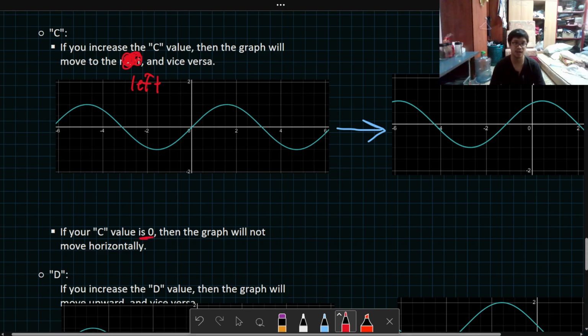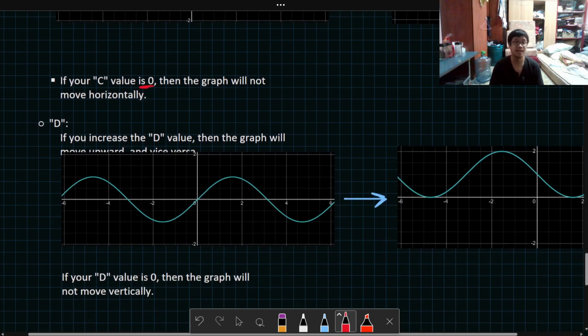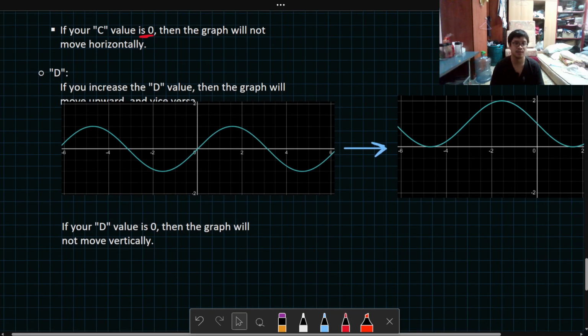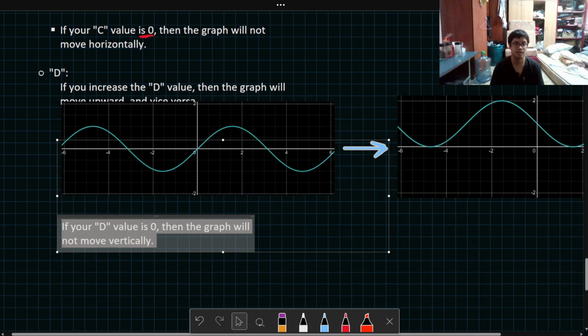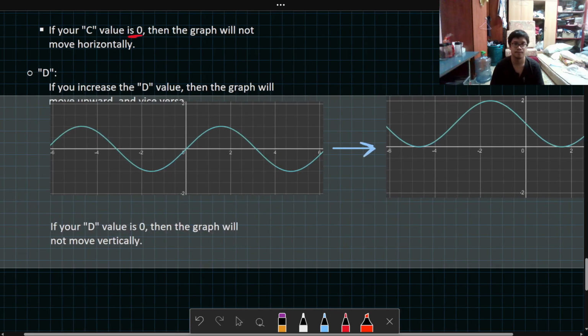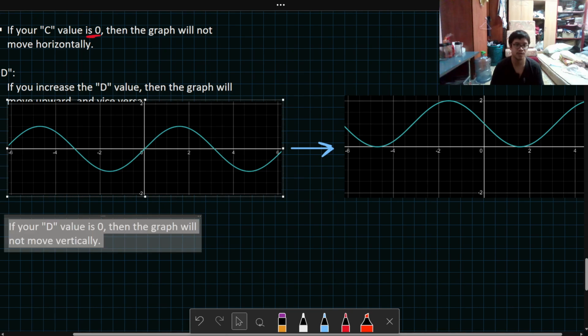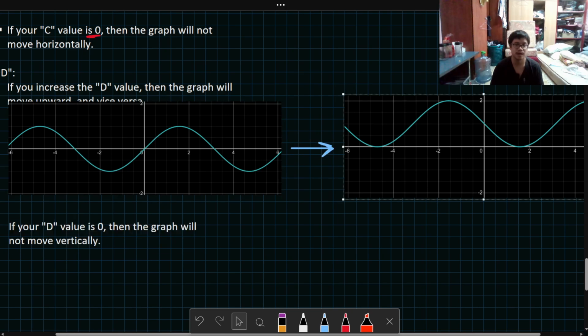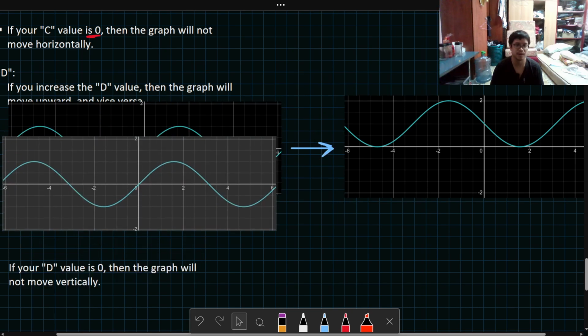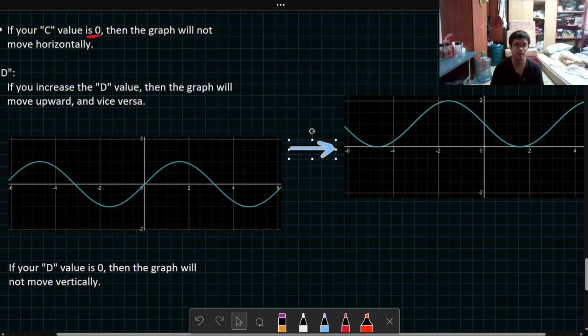And if your value of C is not negative or positive, it's just 0, then the graph will not move horizontally. Then lastly, for D, let me just put this thing down. I'm just going to put it down manually, one by one.